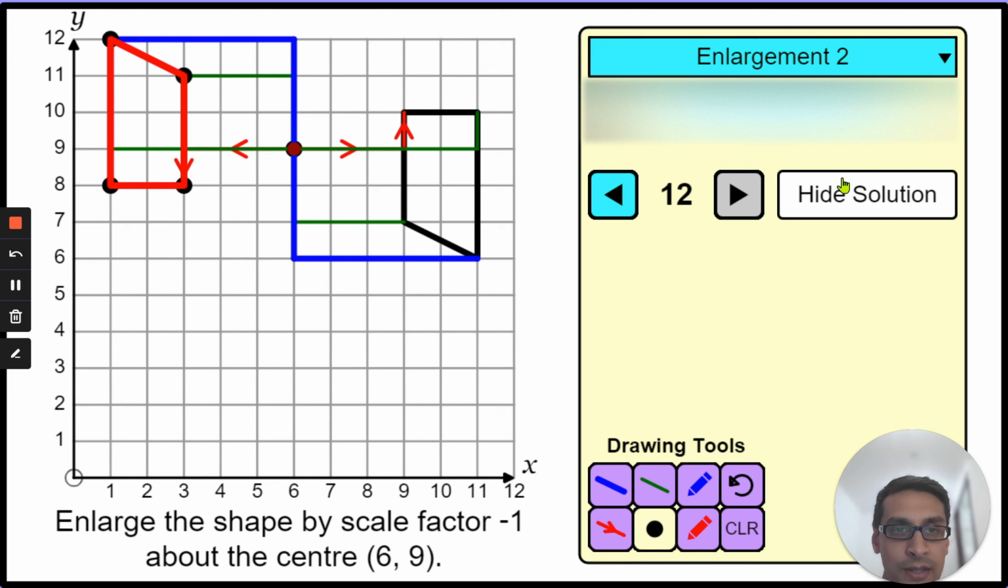Okay, so that's basically all of enlargement. So you've done scale factors, you've done whole numbers, you've done negative numbers, you know, the center of enlargement, when the center of enlargement is inside a shape, when it's outside a shape, when it's at the origin. And so you should now be able to do enlargements quite confidently.